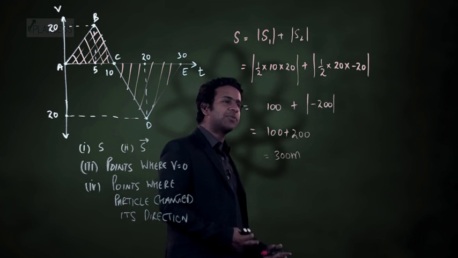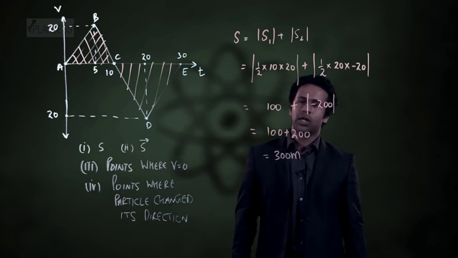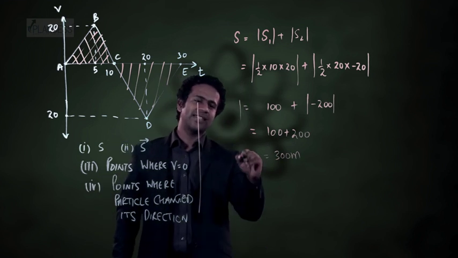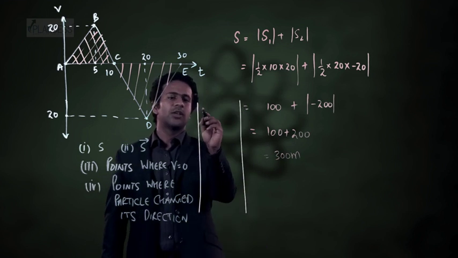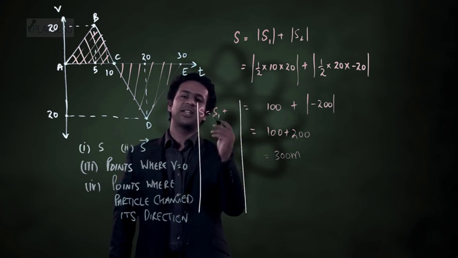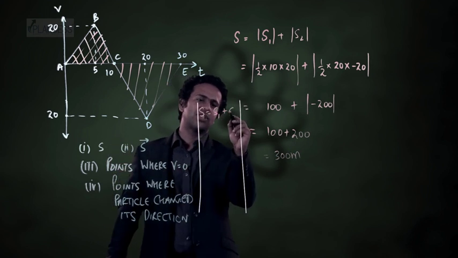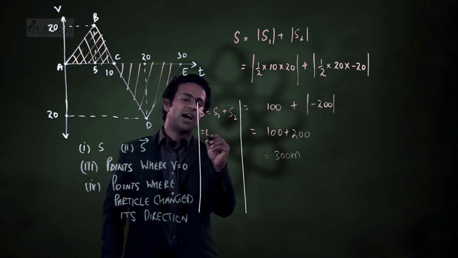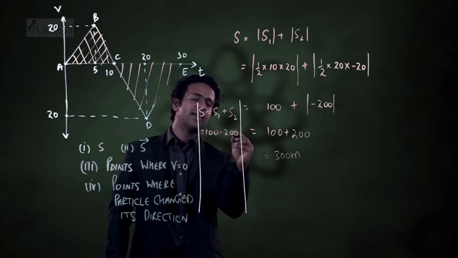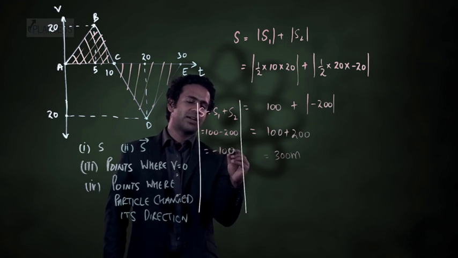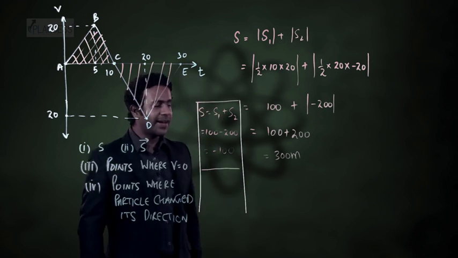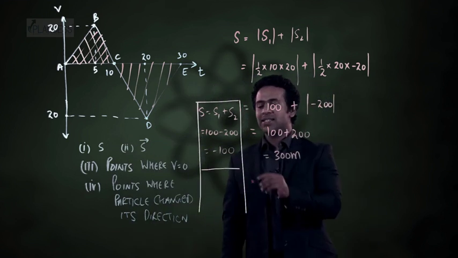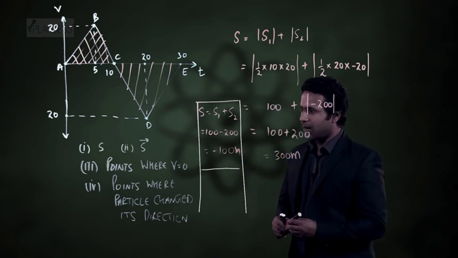Now for displacement, we can simply drop this modulus, right? We can take the displacement of each section and simply add the two. So total displacement is displacement in the first half plus the displacement in the latter part, right? So it becomes 100 minus 200, and this is minus 100. So the net displacement in this motion is minus 100 meters, right?